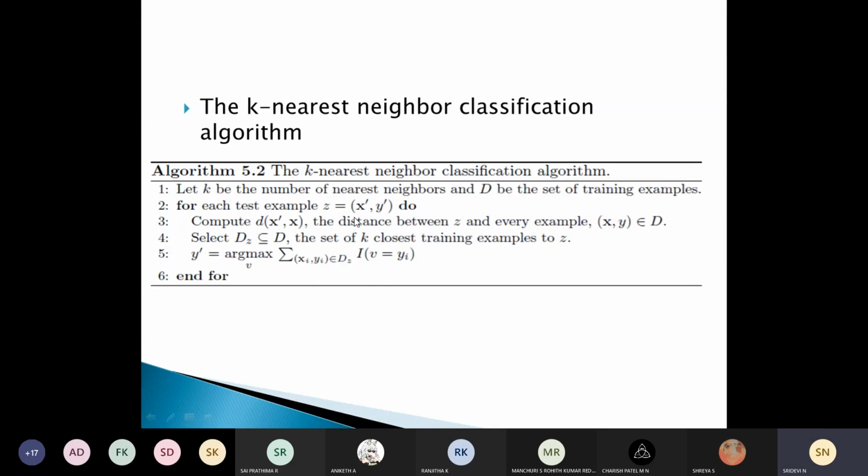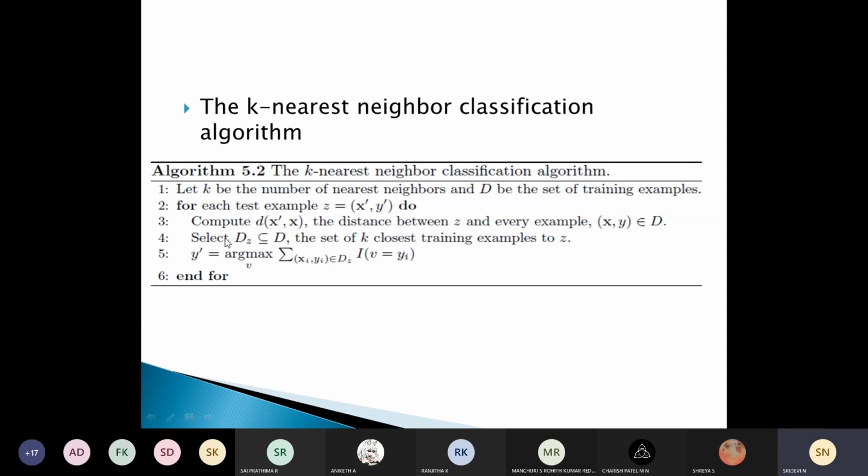So this is the algorithm. We are given k, the number of nearest neighbors, and D, the set of training examples. You should be given the training examples, and only then can you apply this KNN algorithm. We also have k, which says how many neighbors' distances we need to consider. For the test example you will be given the values, and for each record available in this data set, we calculate the distance.